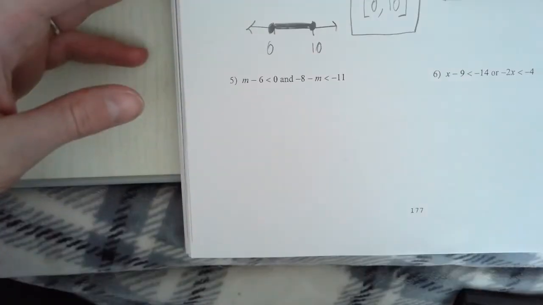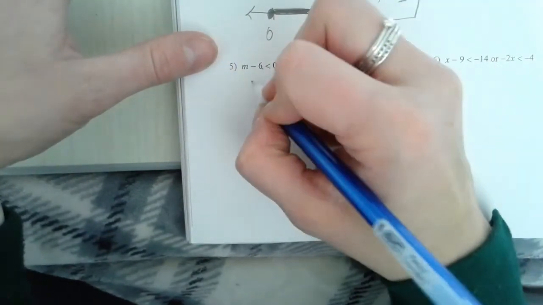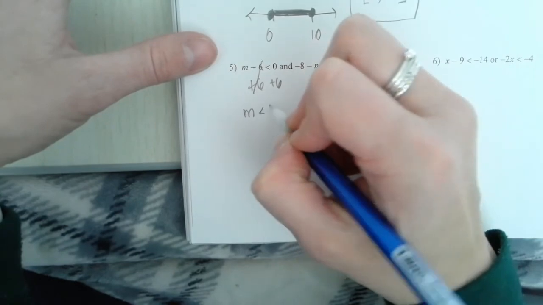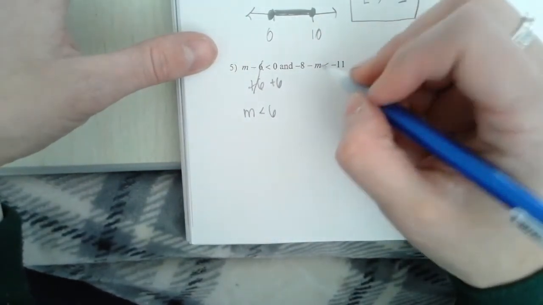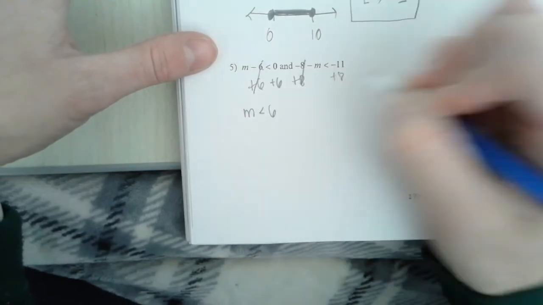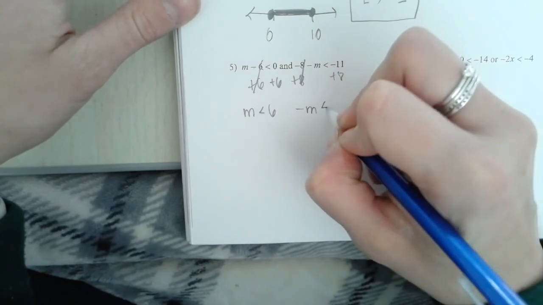Number 5. Okay, so we're trying to get the variable by itself, so the opposite of minus 6 is add 6. What we do to one side, we do to the other. M is less than 6. Over here, we're trying to get the variable by itself, so we're going to start by adding 8 on each side. 11, 10, 9, 8, that's 3, so negative m is less than negative 3.